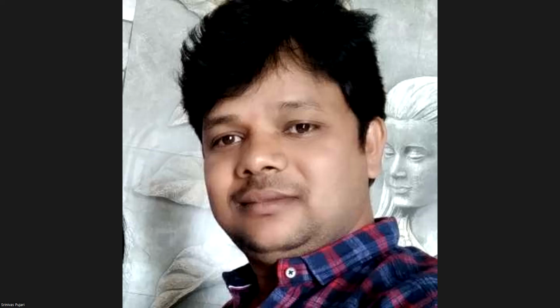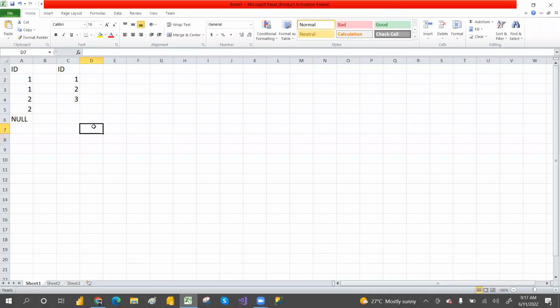Okay. So I have a scenario. Let me share my screen. So I have a scenario like this. I have two tables, ID and ID. In one table we have 1, 1, 2, 2 and null. In another table we have 1, 2, 3. So how will a left outer join give the results, how will a right outer join give the results, and the inner join?